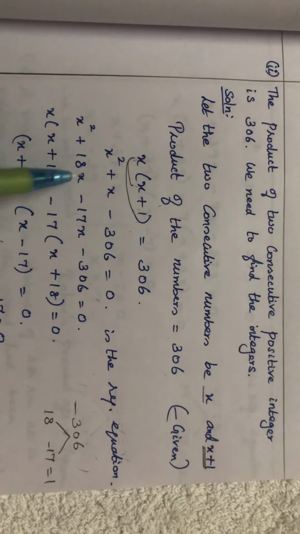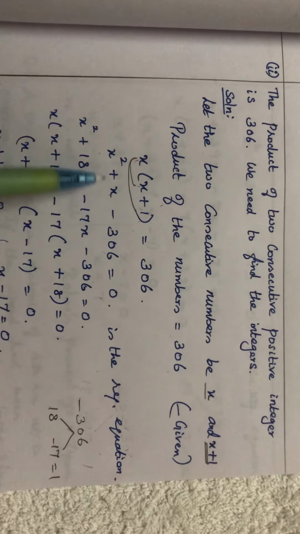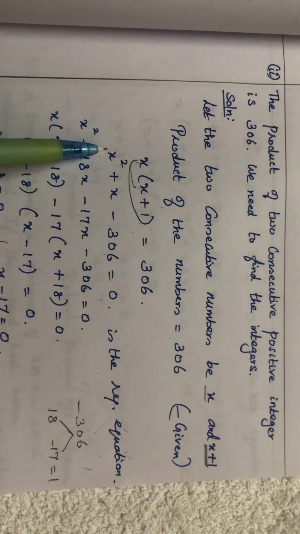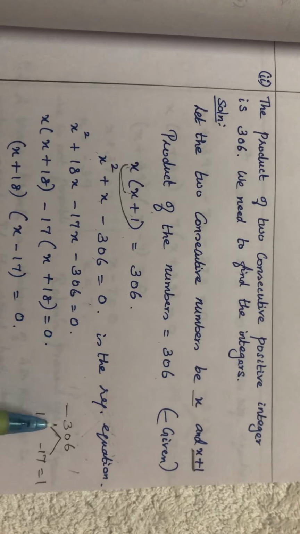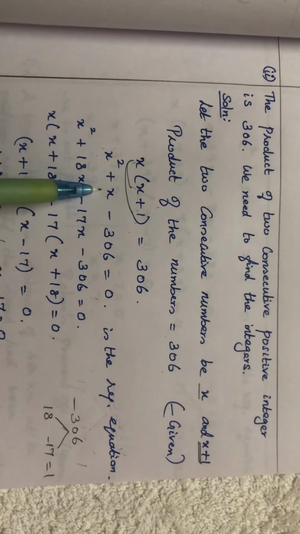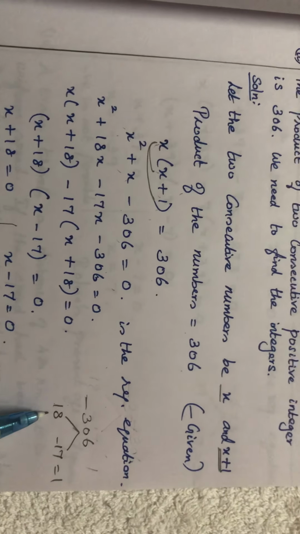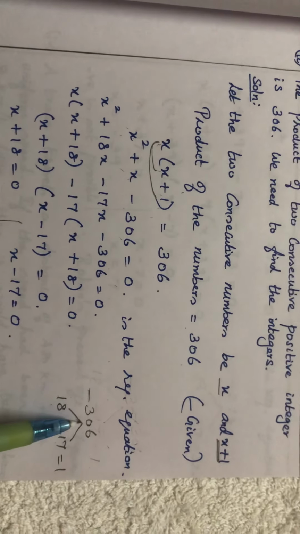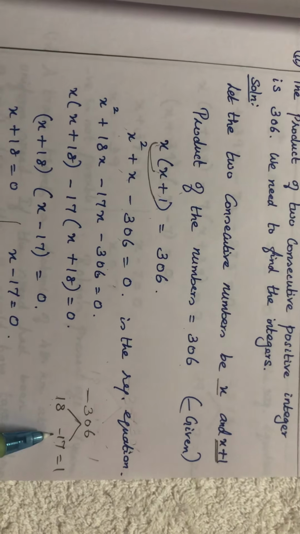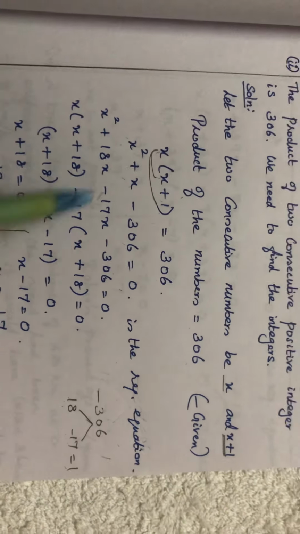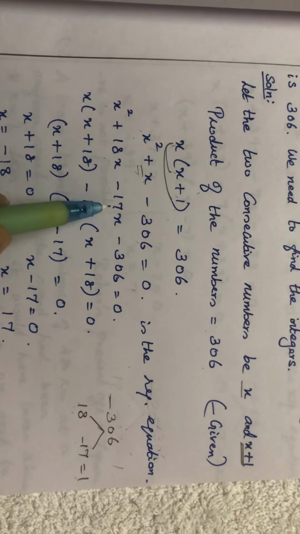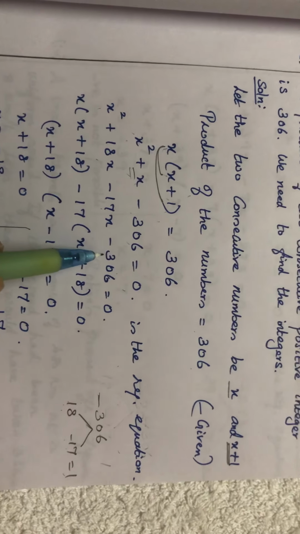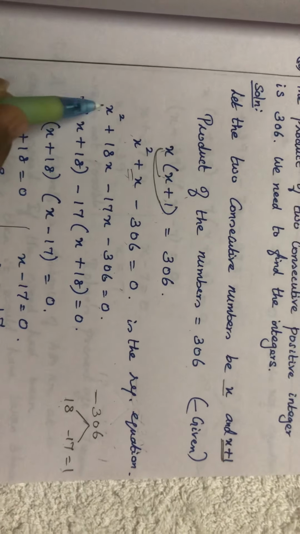Now we need to factorize this equation. Here coefficient of x square is 1. So constant term is minus 306. When we are multiplying the factors, I should get 306. So what are the factors? 18 into 17 is 306. When I am subtracting, I will get plus 1. So I am splitting this middle term, x square plus 18x minus 17x minus 306 is equal to 0.